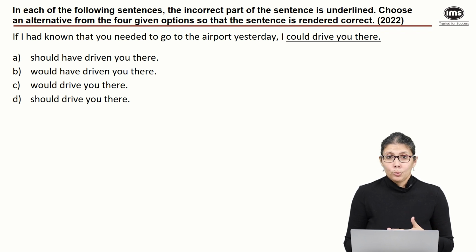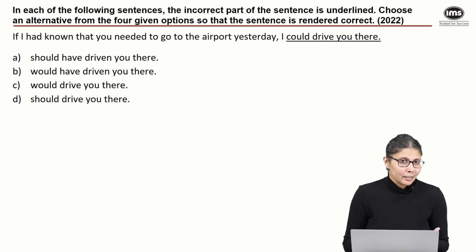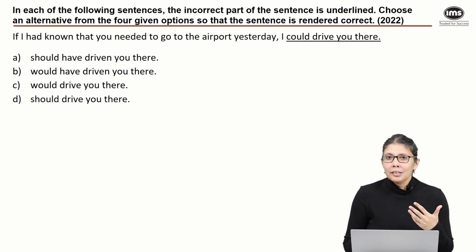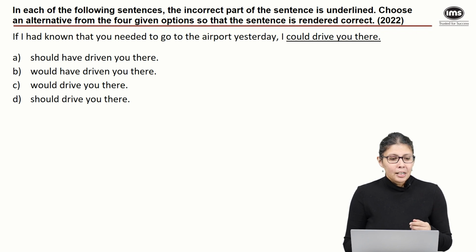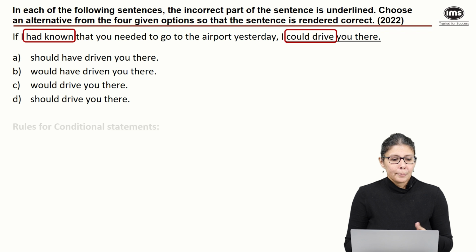Now, some of us who have excellent knowledge of English might be able to spot the error right away. But for some of us, it's a little more difficult. So, we are going to look at the rules for conditional statements. And here, we need to know that there are at least 4 types of conditional statements that you might be presented with. So, let's take a look at the rules.